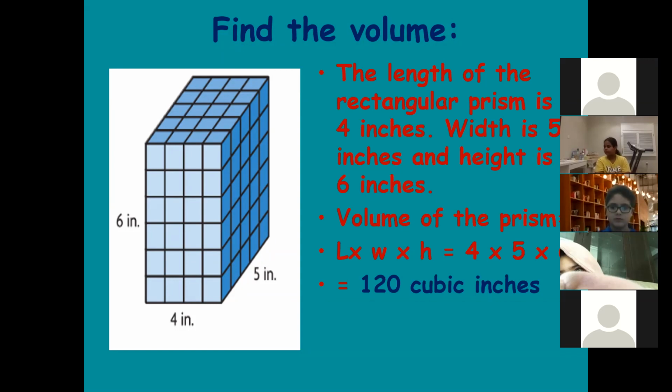If it is centimeters, you will write cubic centimeters. If it is inches, you will write cubic inches. If it is meters, you will write cubic meters. Okay? Whatever the unit is given, you have to write it as cubic. Clear? All of you understood?